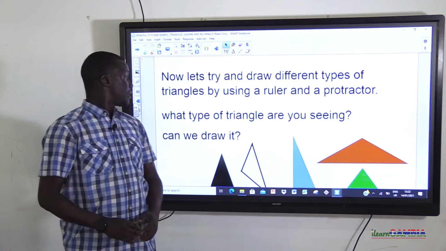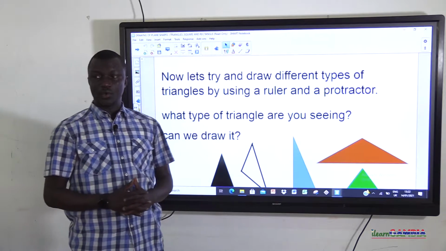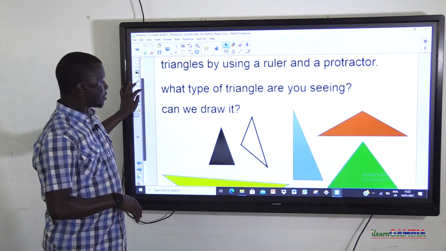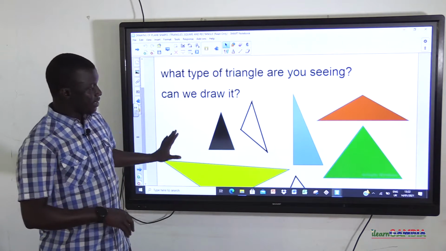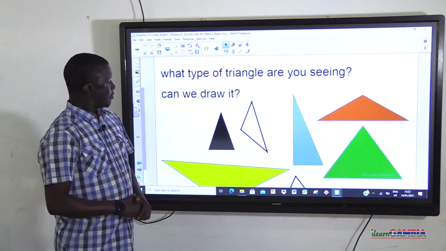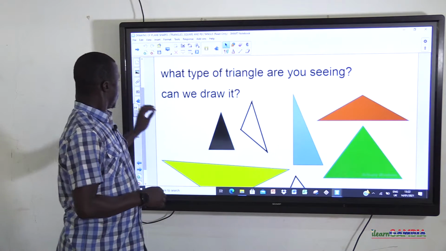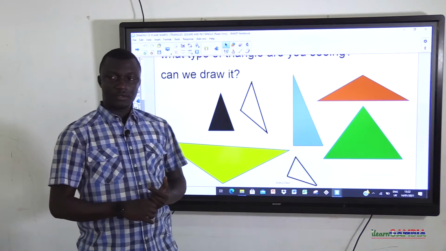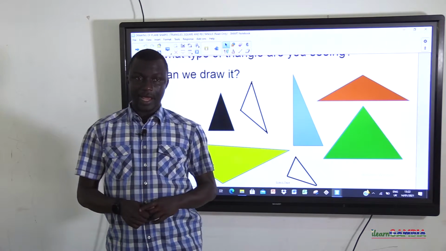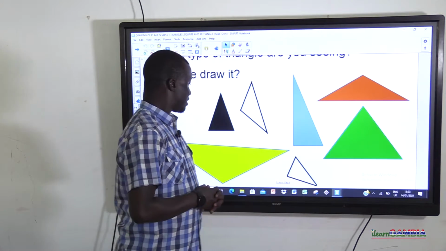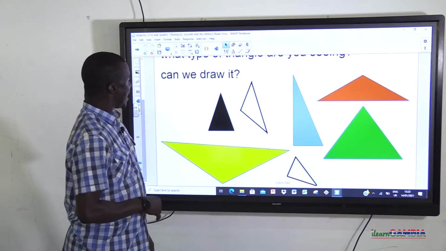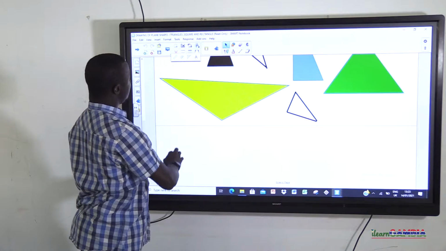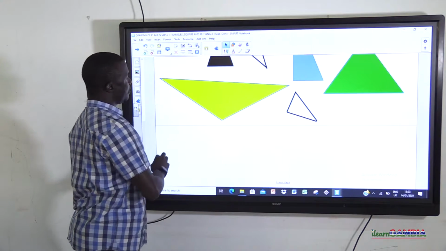Now let's try and draw different types of triangles by using a ruler and a protractor. What type of triangles are we seeing here? We are seeing different types of triangles, but then we are going to draw our own triangles. Okay, we draw a right angle triangle, an isosceles triangle, a scalene triangle, and an equilateral triangle. First, we can start with a right angle triangle. We shall start drawing with a right angle triangle.